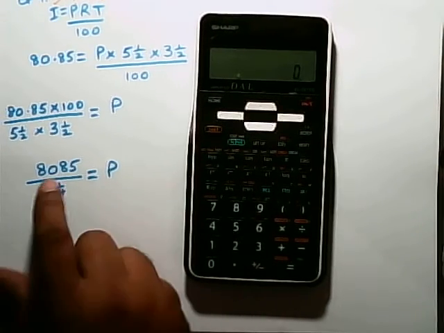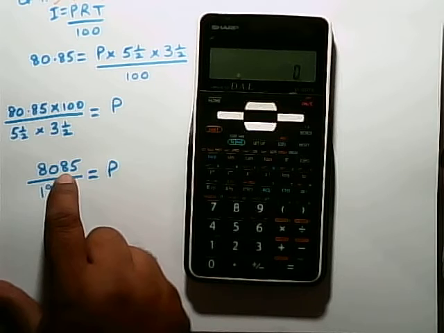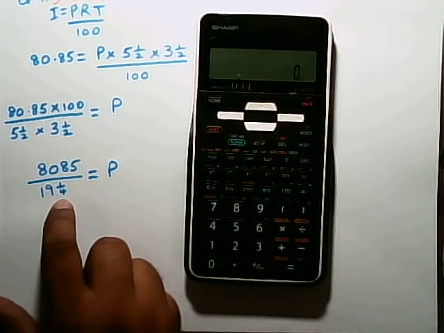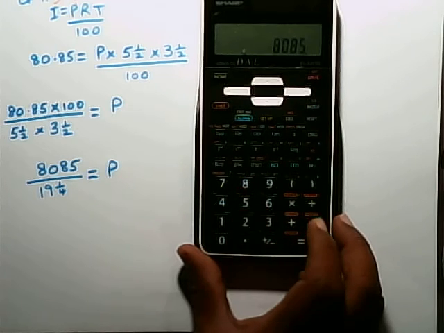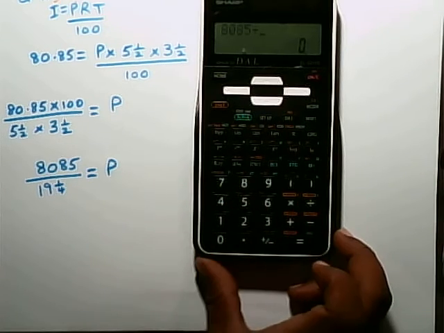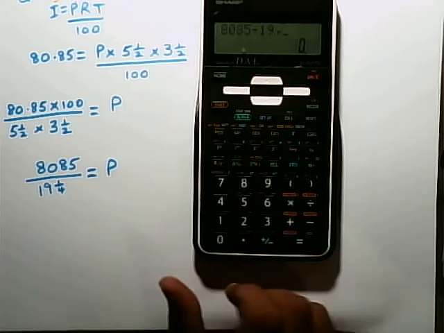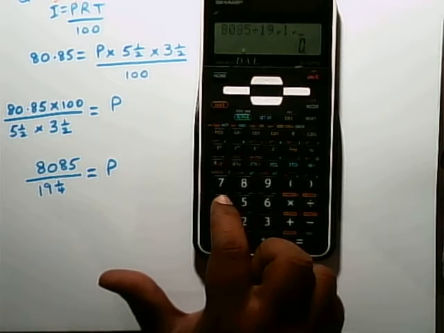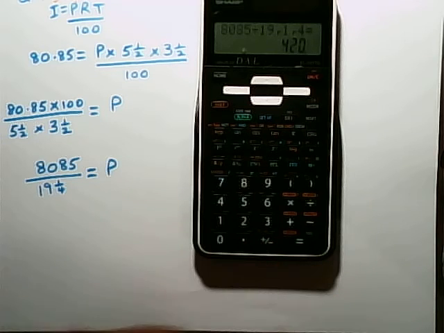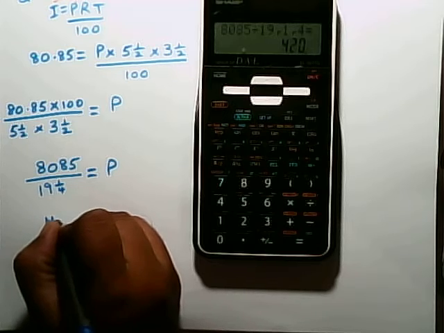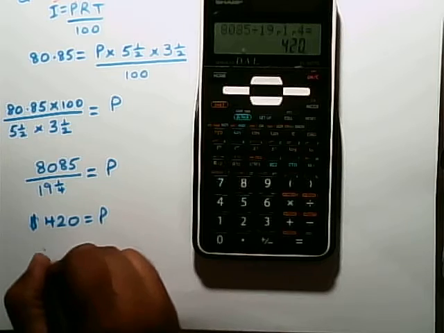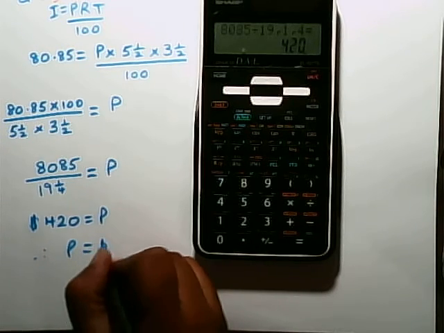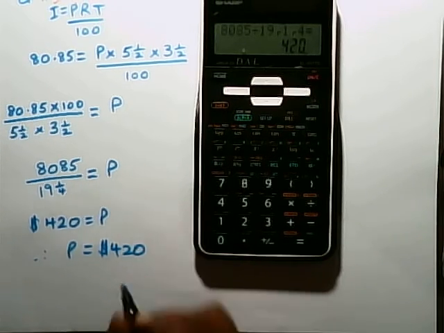you're going to say 8085 divided by 19.25, and you get the answer 420. $420. Therefore, principal is equal to 420.